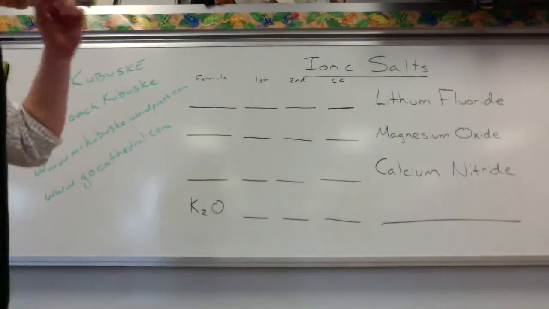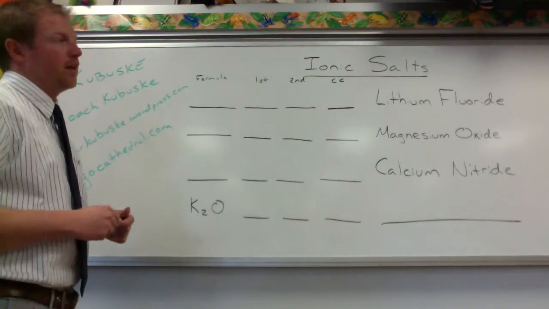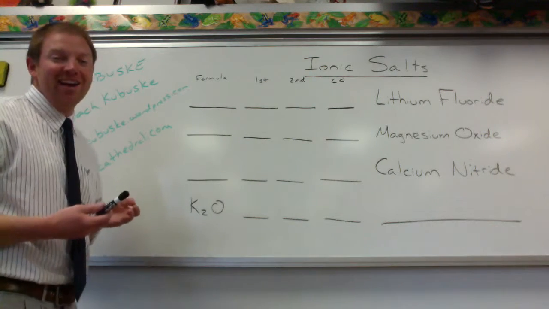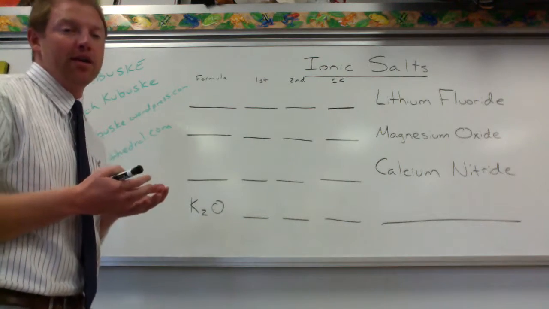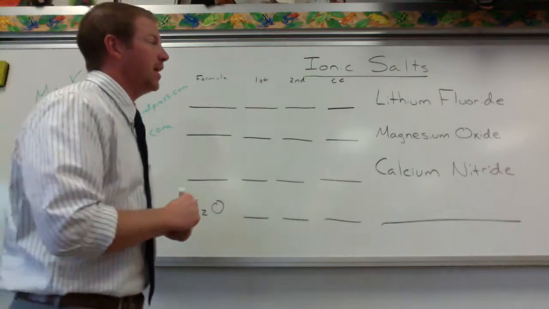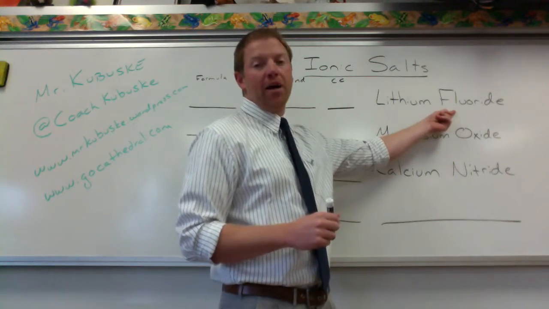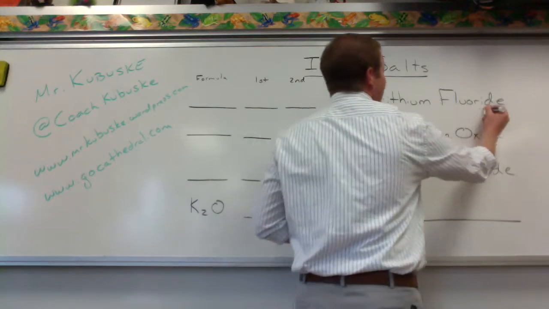So let's look at some examples on how to name ionic salts. The reason we always start with ionic salts is that they're really easy to name because you don't have to change much about it. There's no prefixes on either one. Really, the only thing that changes is at the end. We always put our metal first. And then at the end of our non-metal, we're going to change the ending to "ide."